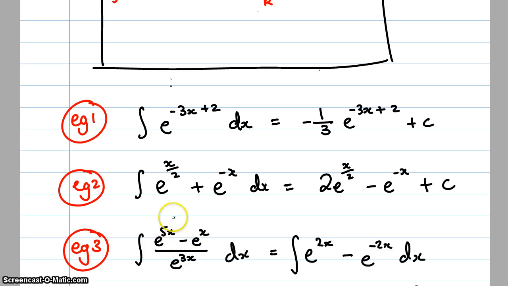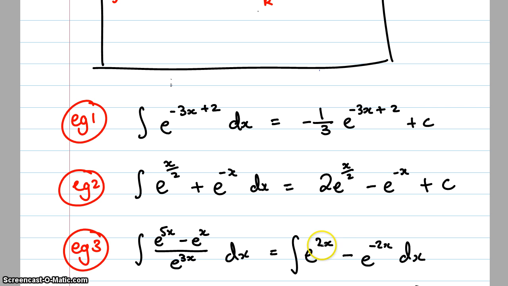If I've got something like this, again, I can't use the quotient rule because there is no such thing for integration. So what I need to do is break these up separately and make them e to the 2x, because e to the 5x divided by e to the 3x is e to the 2x, and negative e to the x divided by e to the 3x becomes negative e to the negative 2x, dx. So now I can integrate these two things separately.